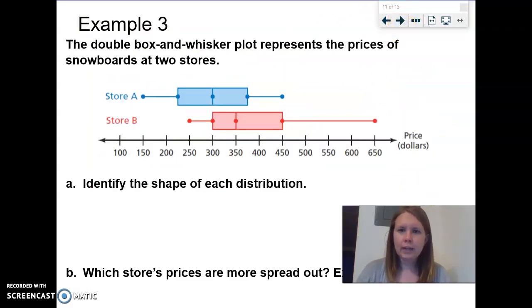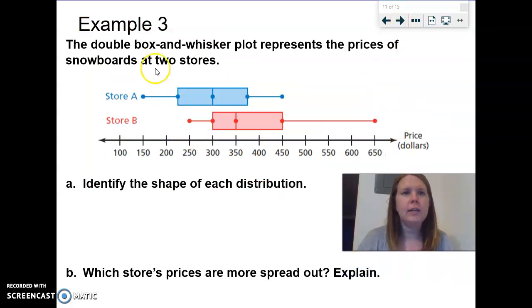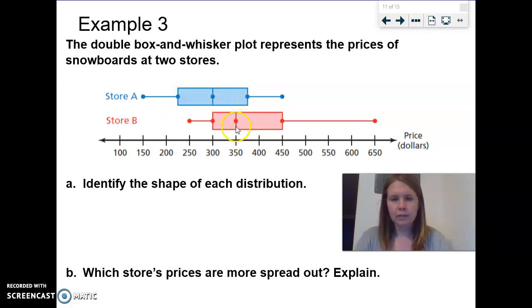So let's look at this example. It says that the double box and whisker plot represents the prices of snowboards at 2 stores. So we can do double whisker plots, which mean I have 2 whisker plots right above the same number line. Remember, you don't put your box and whisker on top of the number line, especially because of this, because otherwise I wouldn't be able to identify the difference between the two. I would just see a lot of colors intermixing.